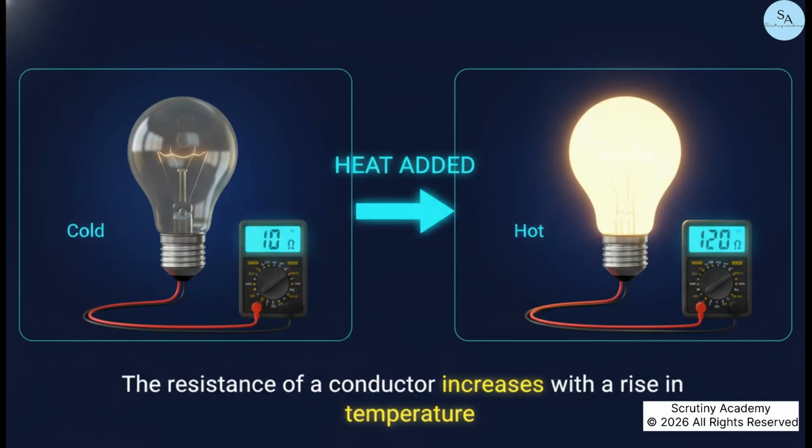And we can see this in experiments. If you measure the resistance of a light bulb filament when it's cold, and then again when it's glowing hot, you'll find the resistance is shot way up. So the key takeaway here is simple. For most conductors, when the temperature goes up, the resistance goes up too.